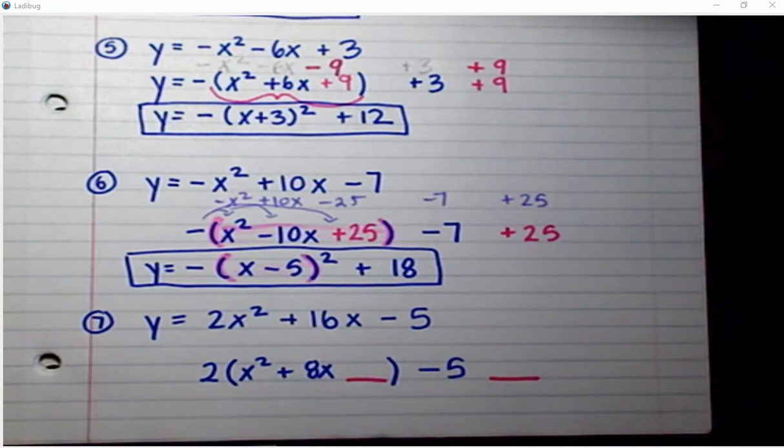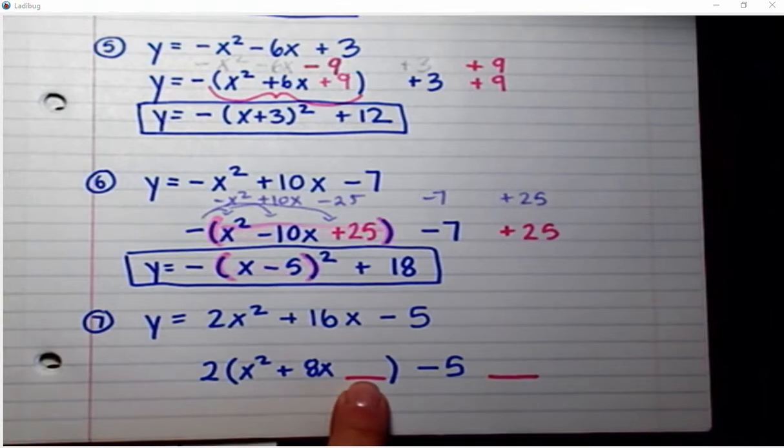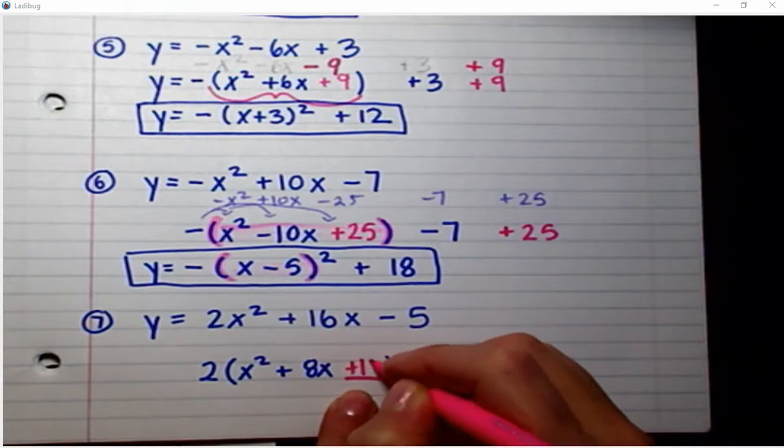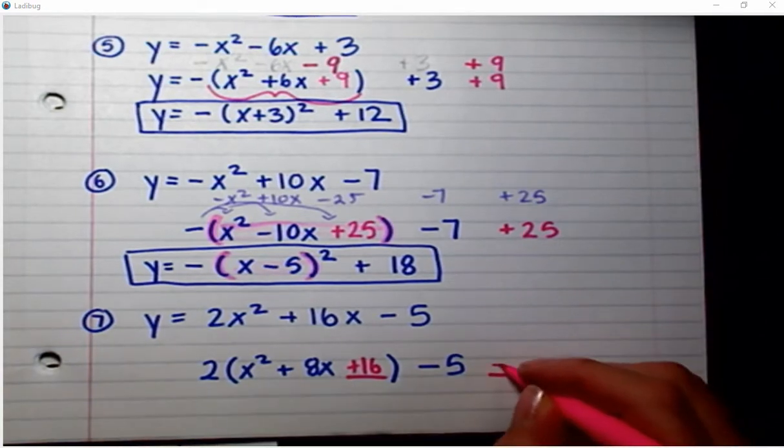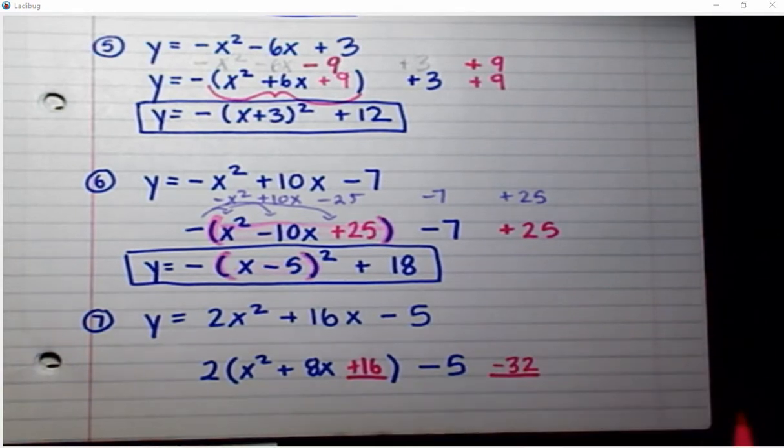Okay. Can I have a volunteer to tell me what goes in the first blank? Here, we'll go here. Colleen. Plus 16. Fabulous. Okay. Alex? Negative 32. Negative 32. Yes.